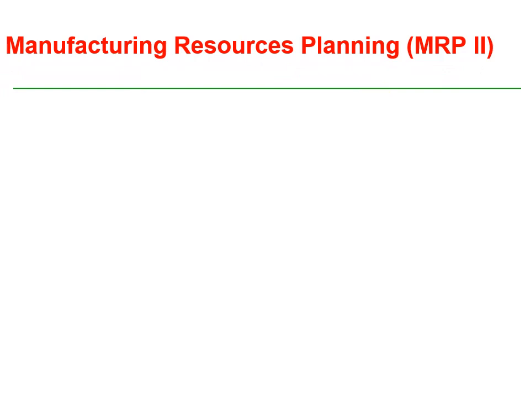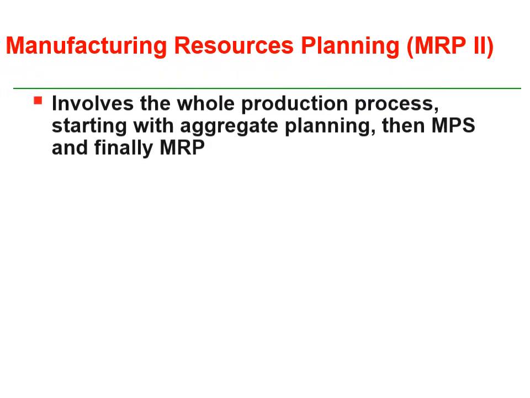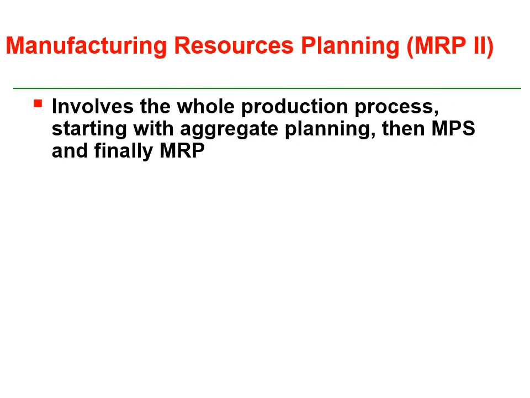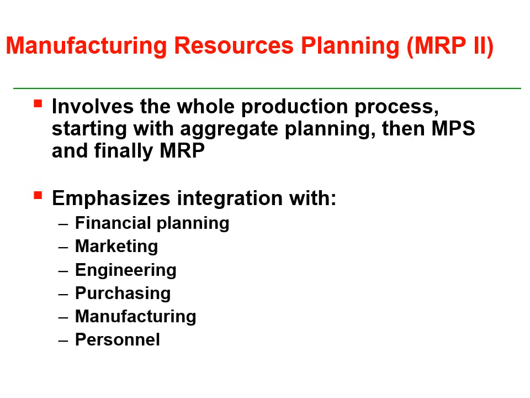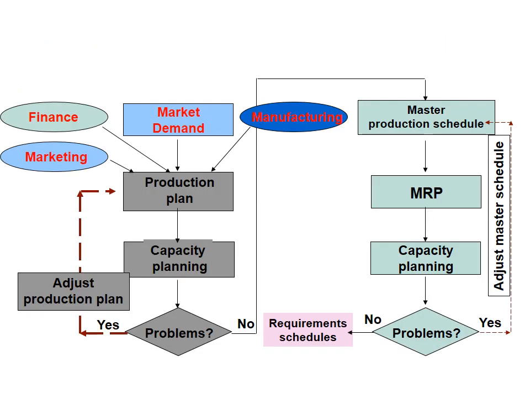Manufacturing resource planning, MRP II, involves the whole production process, starting with aggregate planning, then master production schedule, and finally material requirement planning. It emphasizes integration with financial planning, marketing, engineering, purchasing, manufacturing, and personnel. This shape represents manufacturing resource planning, MRP II.